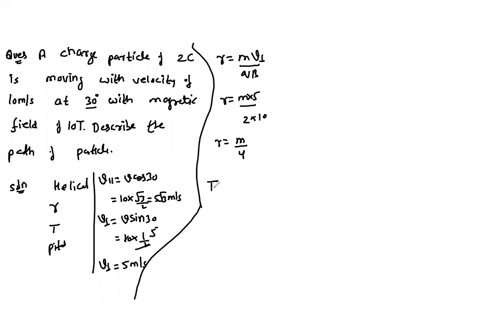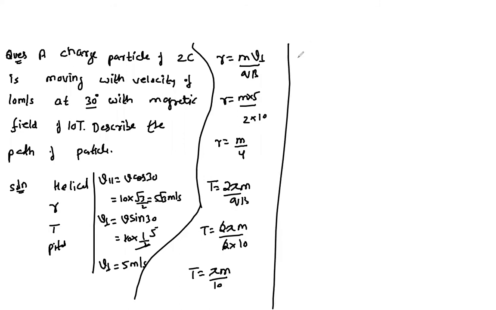After radius, you can calculate time period, which is 2 pi m by qB. So that comes out to be 2 pi m over charge, which is 2 coulomb, magnetic field, which is 10 Tesla. So time period comes out to be pi m by 10.